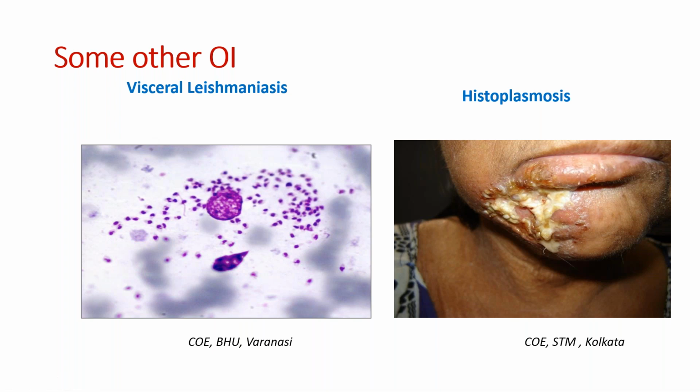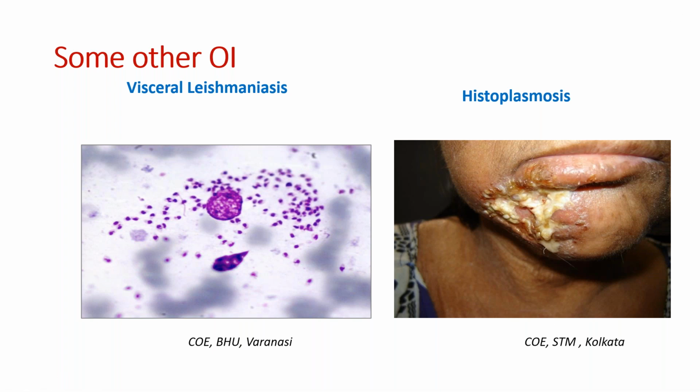I told you that there are some strange OIs that can be seen in these patients. This is a slide which was given to me by my friend from BHU, Dr. Jaya. If you can see, this is a PLHIV showing multiple LD bodies. So you should always think of visceral leishmaniasis and Kala Azar in these patients.